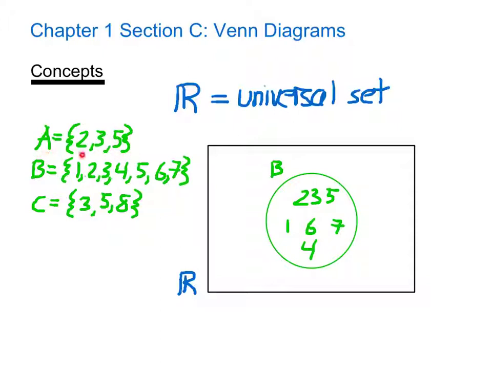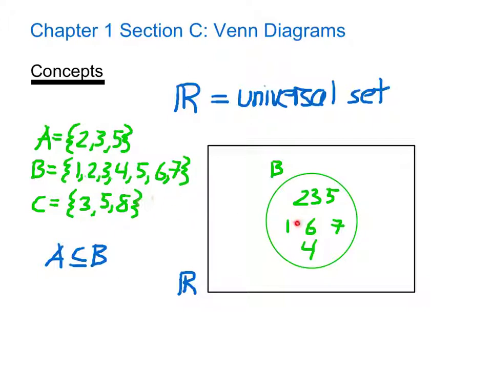Notice that the numbers, all of the elements of set A, are also within set B. Therefore, we call A a subset of B. And we can use this notation to represent that A is a subset of B. Notice that C is not a subset of B because we have the element 8.